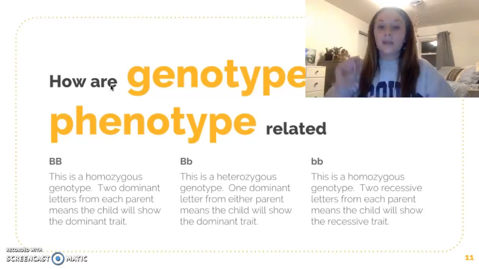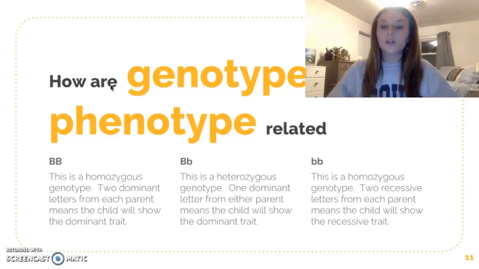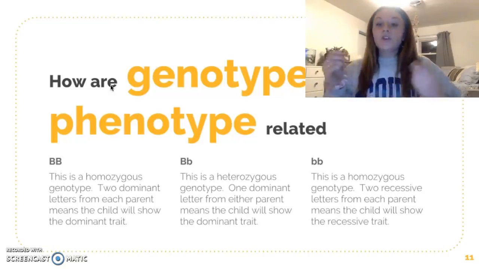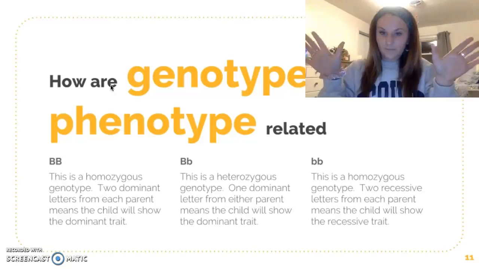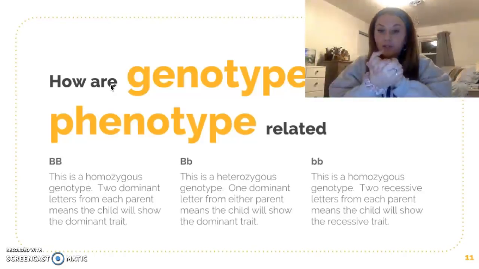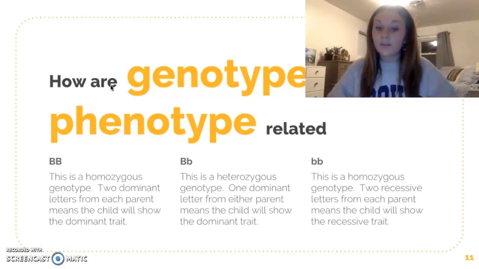Moving to the middle. Capital B, lowercase b. This is another possibility that we could have. With a capital B and a lowercase b, those are two different letter cases, so we're going to call this a heterozygote. Remember that prefix hetero means different. So this means that a child could have received a dominant trait from mom and a recessive trait from dad. With a dominant and a recessive fused into one person, this person is a heterozygote, two different. One dominant letter from either parent means the child will show the dominant trait.